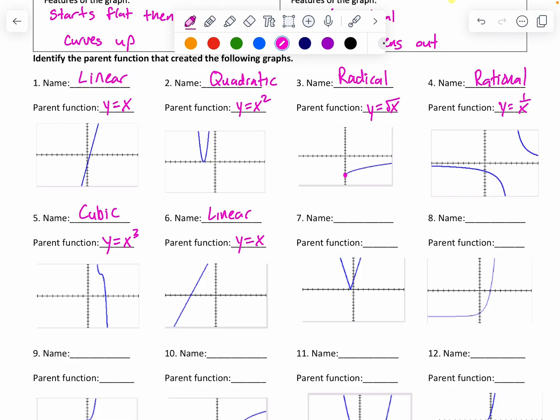Number 7 is that sharp V, so the sharp V is the absolute value. Absolute value has those bars around the x. Number 8 starts off flat and then curves up sharply, so that is an exponential function. That's y equals any number to the x power.